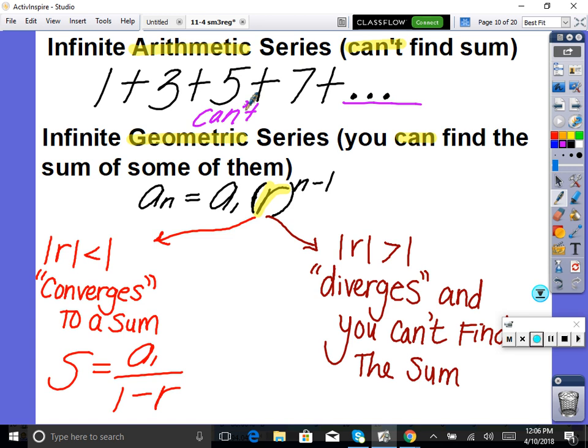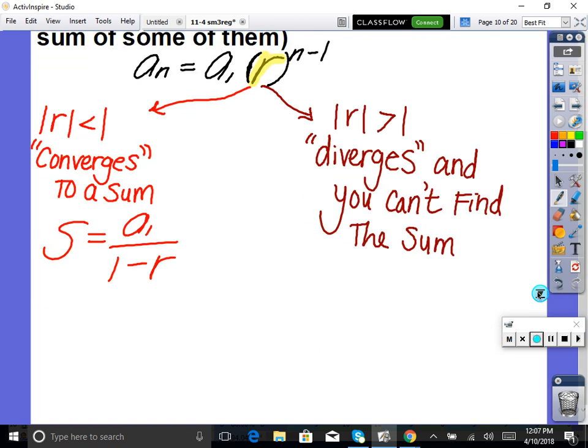Now here's what is very interesting. With infinite geometric series, you actually can find the sum of some of them. And some of them you cannot. So isn't that interesting that some infinite ones, you actually can find the sum? Well, it's going to make sense in just a second. So start writing down the rules. I'll tell you the rules of when you can and can't, and then I'll make sense of it.